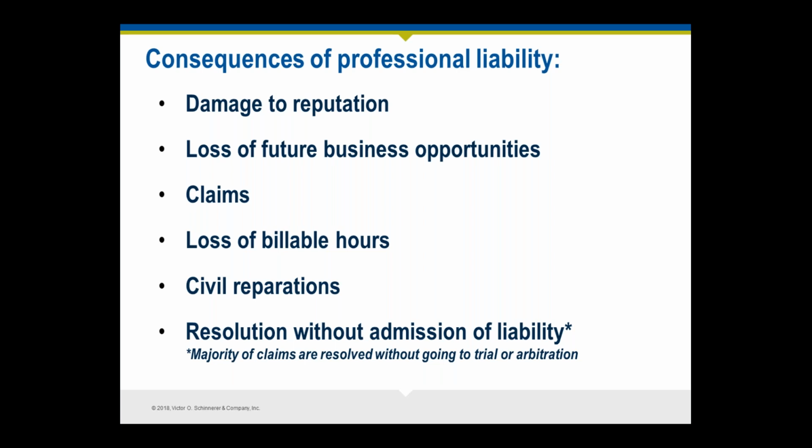Claims, of course, are a major consequence of professional liability, and they can include both insured and uninsured exposures. Uninsured exposures would include perhaps claims that come within your deductible. All professional liability insurance policies have a deductible. That deductible can range from perhaps $1,000 for a small firm up to $1 million for a very large firm. So that is all money that you as the firm would have to pay out before the professional liability insurance starts to kick in.